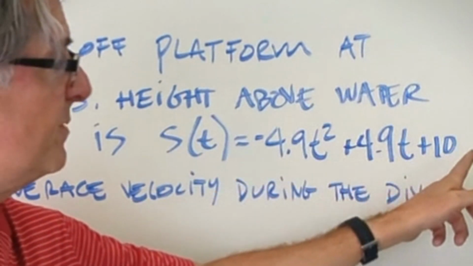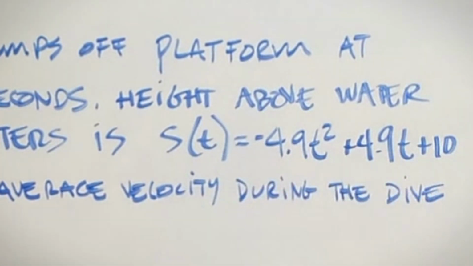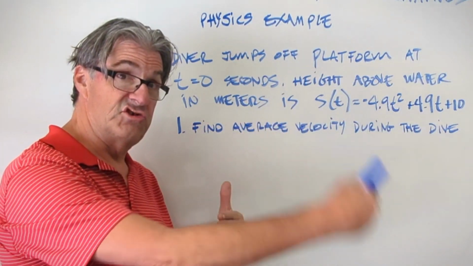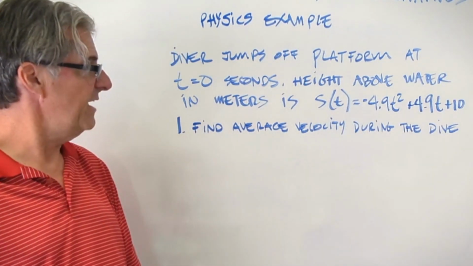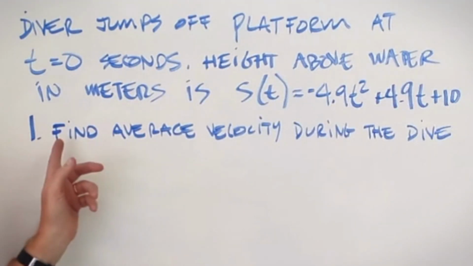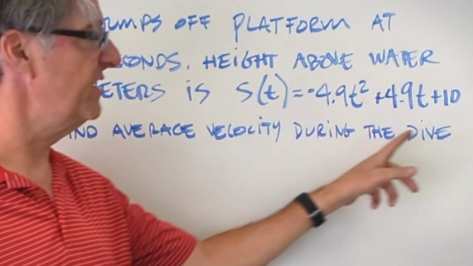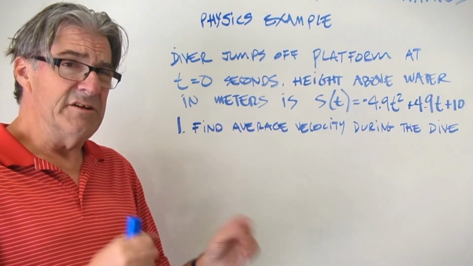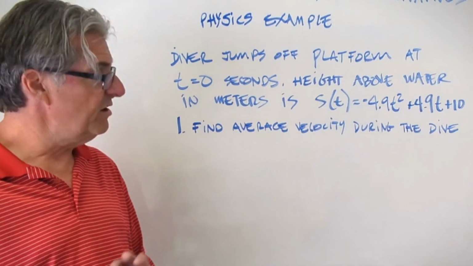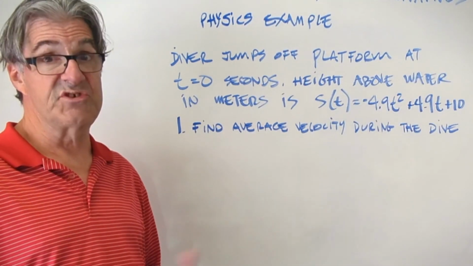So here is the position of the diver as a function of time as soon as they jump off the platform and start heading down towards the water. Okay, first prompt, find the average velocity during the dive. Now, you might get just that. And there's a little bit of thinking involved in figuring this one out. So I want to get you started.